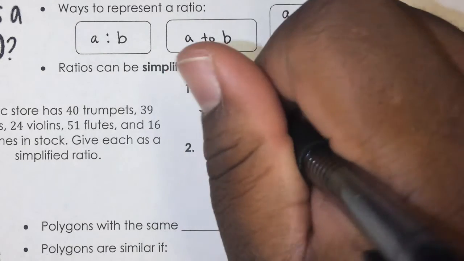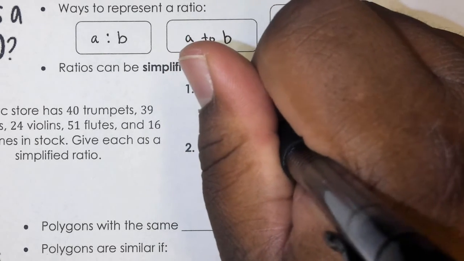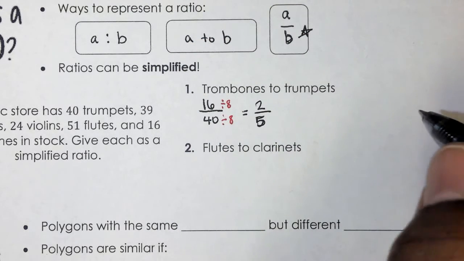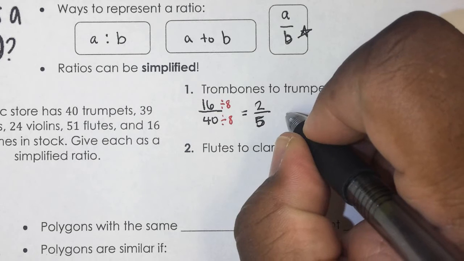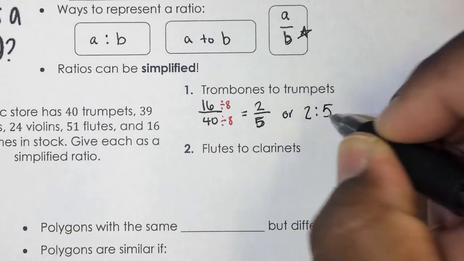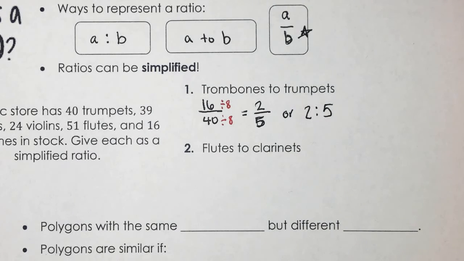Divide by 8. On top you get 2. On the bottom you get 5. In simplified form, the ratio for trombones to trumpets is 2 over 5 or 2 to 5. And all that's saying is basically for every 2 trombones you have in that store, you have 5 trumpets. This is a ratio. That's how you simplify ratios. It should be familiar to y'all.